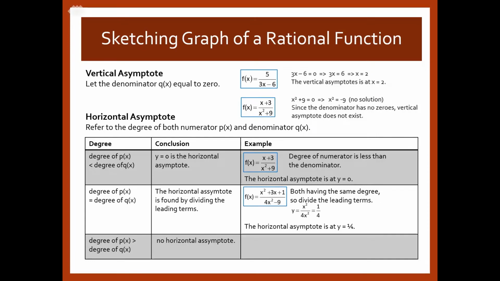To find the horizontal asymptote, you need to refer to the degree of both numerator p(x) and denominator q(x). Degree here refers to the highest power.